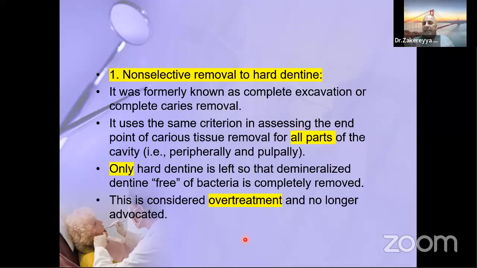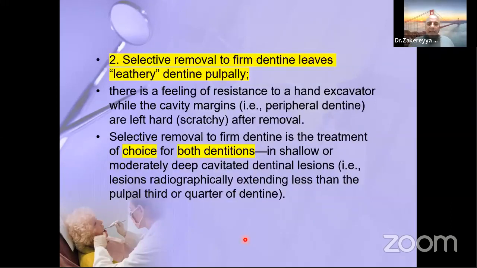I call it very destructive. Right? So forget about it. Non-selective removal to hard dentine is obsolete nowadays. We don't use it. Next, selective removal to firm dentine leaves leathery dentine pulpally.